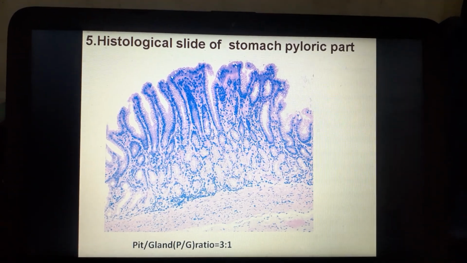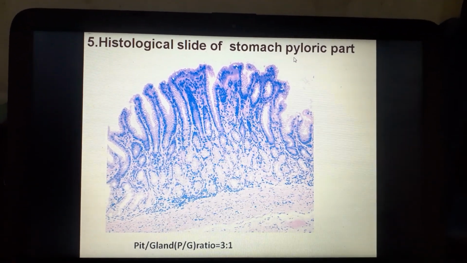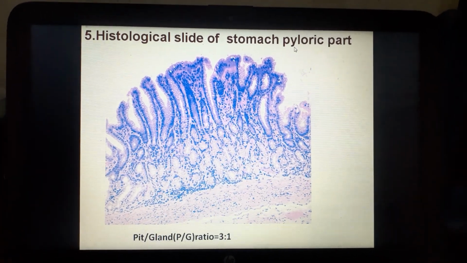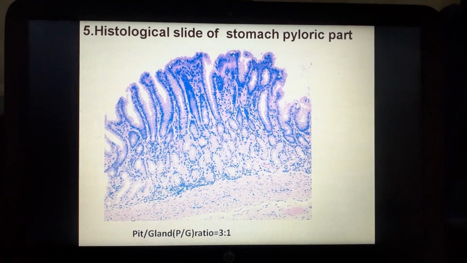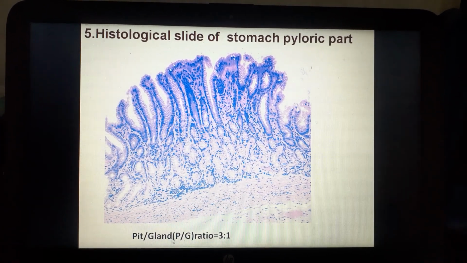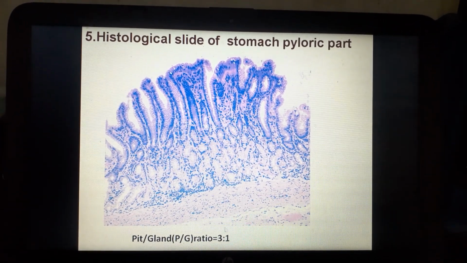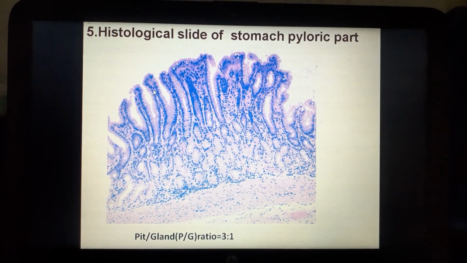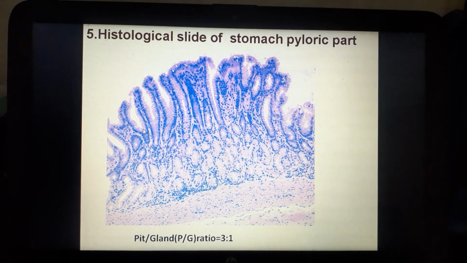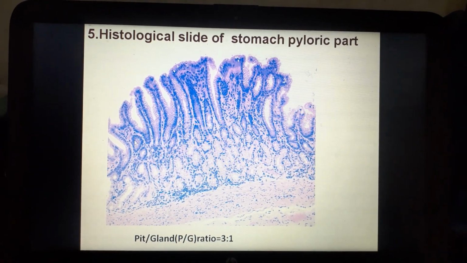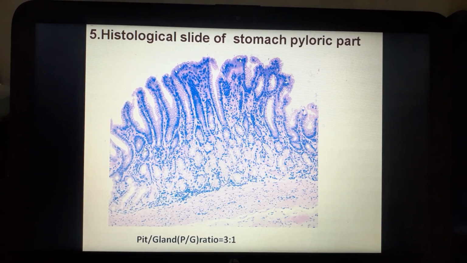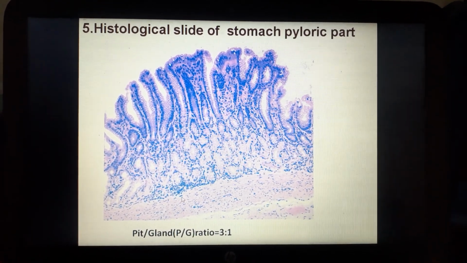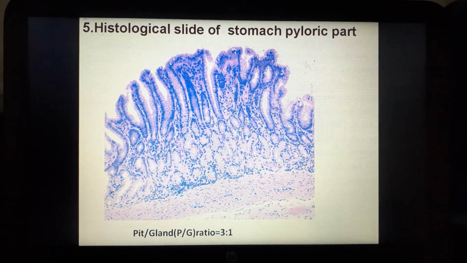In the histological slide of stomach pyloric part, that was fundic, and here is the pyloric part. The diagnostic criterion is again the pit gland ratio, but here it is 3:1, just opposite. 3 parts are occupied by pit, these are pit, and here you can easily see that this resembles villi. So pit is 3 and the gland is 1.